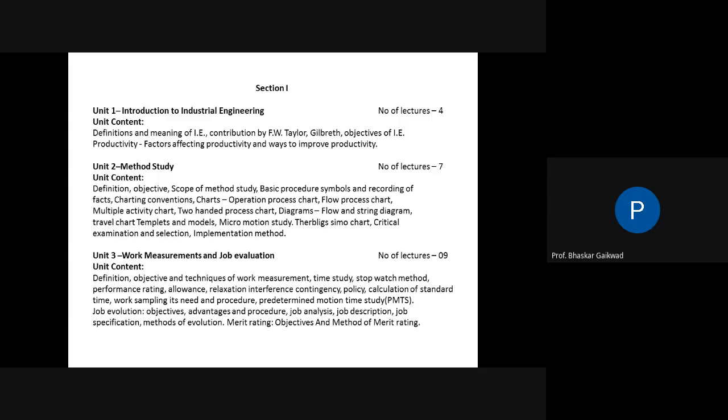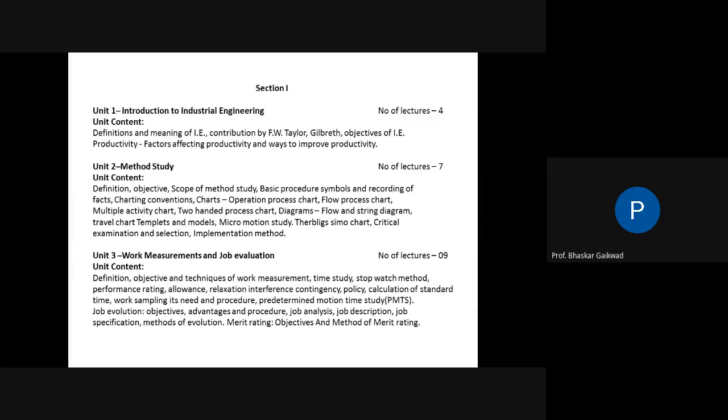Then work measurement and job evaluation. Work measurement means, whatever job is going on in a particular department or on the machines, we have to decide how much standard time is required to complete the job, by considering different types of allowances, and the ideal person we have to consider while setting the standard times required for manufacturing the jobs.